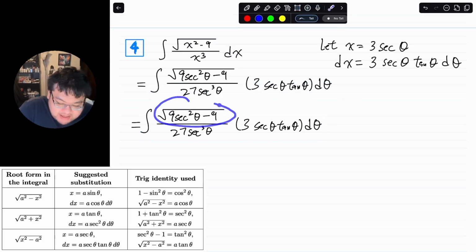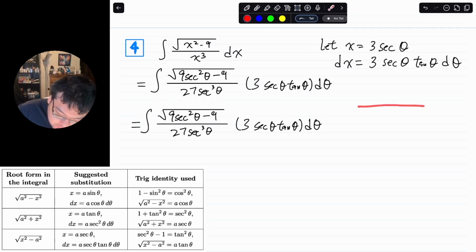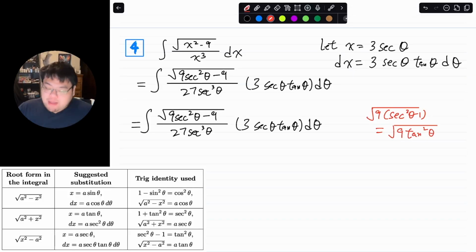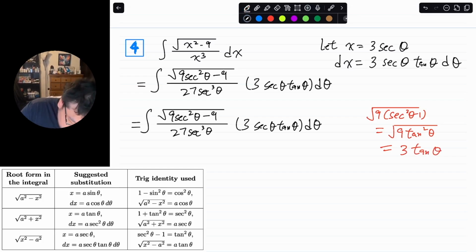So we need to simplify this expression. So how can we do this? Let's try to do some side work. First of all, we can pull out the 9. So we have secant squared theta minus 1. But what is secant squared theta minus 1? It's just tangent squared theta. Okay, so this guy is just 3 times tangent theta after you take the square root. And then we copy everything.